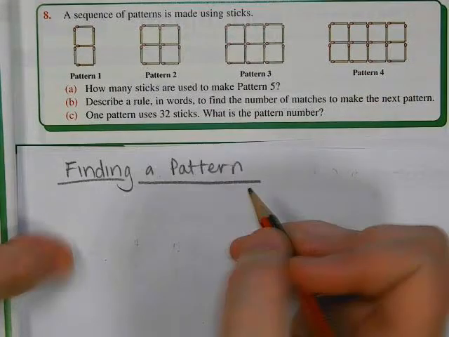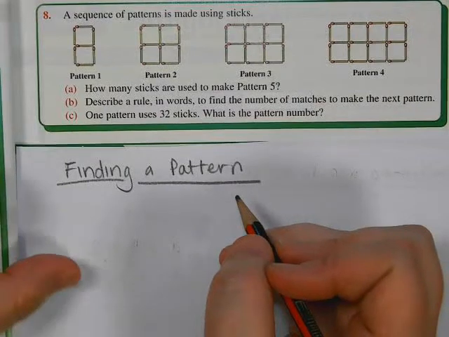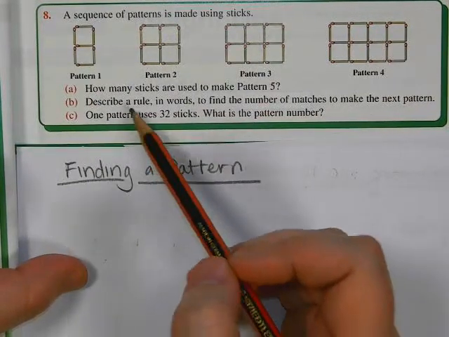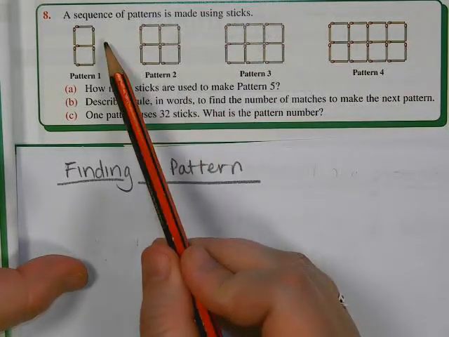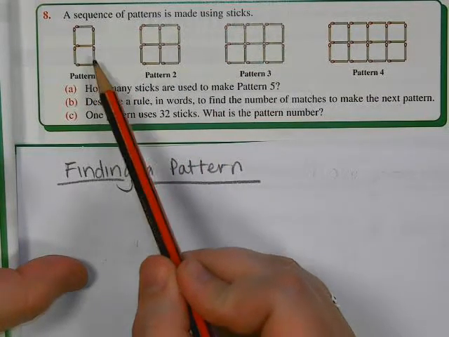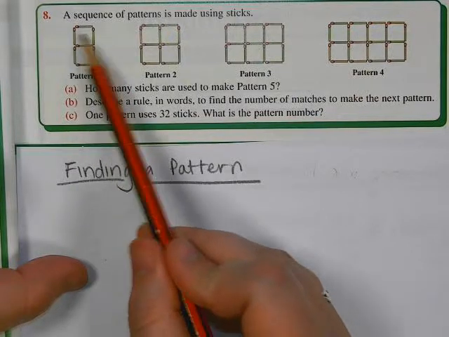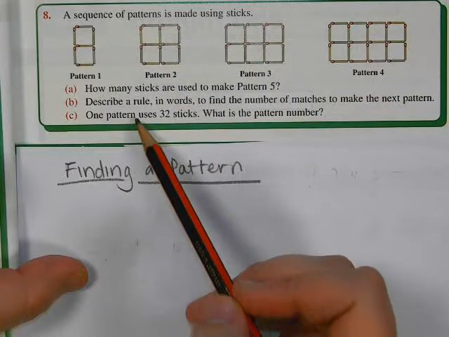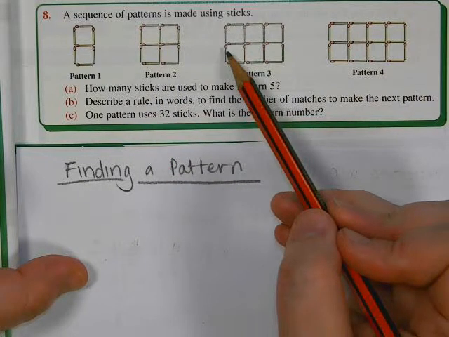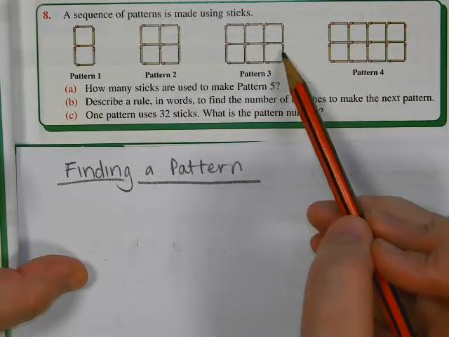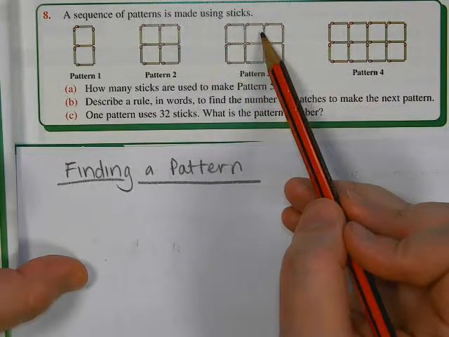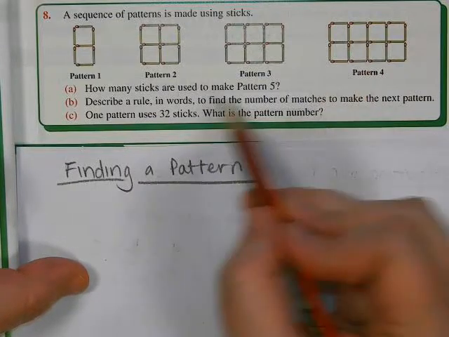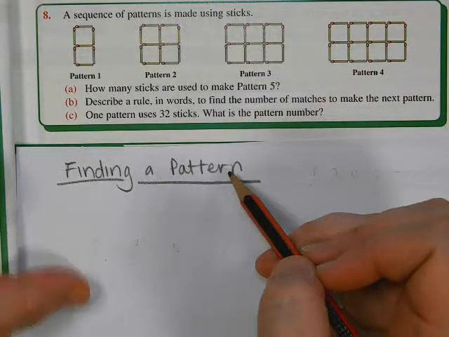This example is going to explain how to find a pattern when we're given a situation such as this question up here. So we've been given a sequence of patterns which is made using sticks. The first pattern uses 1, 2, 3, 4, 5, 6, 7 sticks. The second pattern uses 12 sticks. The third pattern uses 17 sticks. And they want to know how many sticks are used to make pattern 5.